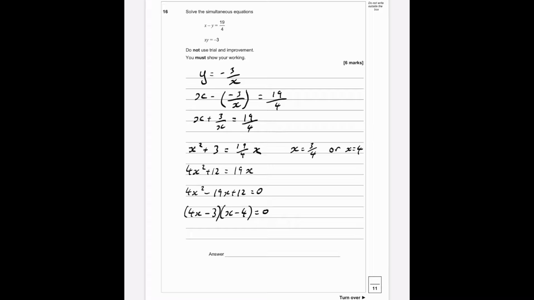We know that y is negative 3 over x, and so for each one of those values of x, you can work out the corresponding value of y. Fairly straightforward, and they come as pairs, so I'm going to put a little box around each one of them because those are pairs of solutions. Like so.